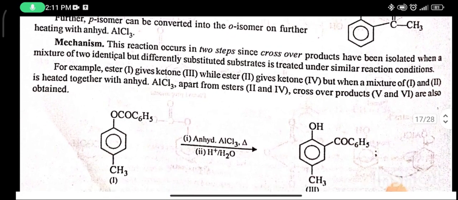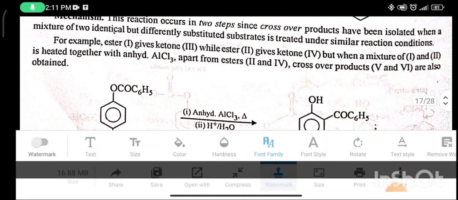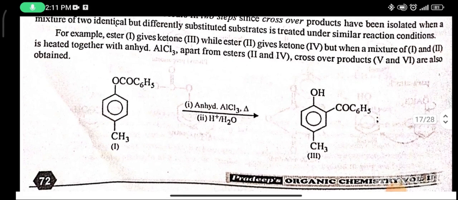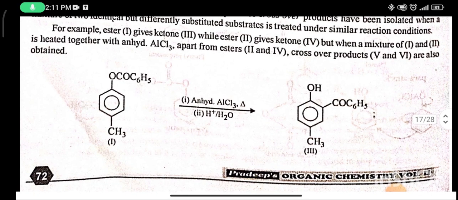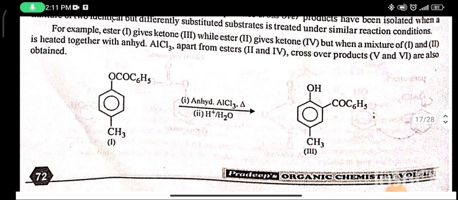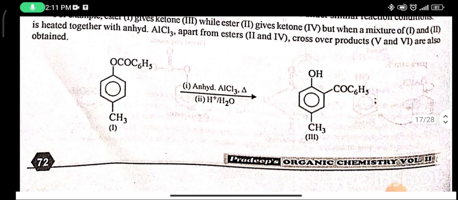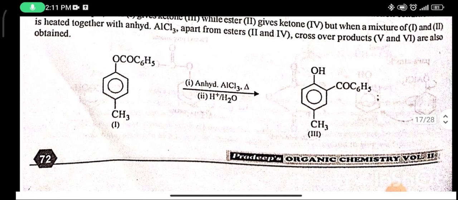The mechanism. This reaction occurs in two steps. Crossover products have been isolated when a mixture of two similar but differently substituted esters is treated under similar conditions. For example, ester 1 gives ketone 3 while ester 2 gives ketone 4. But when the mixture of 1 and 2 is heated together with anhydrous AlCl3, apart from ketones 3 and 4, crossover products 5 and 6 are also obtained.